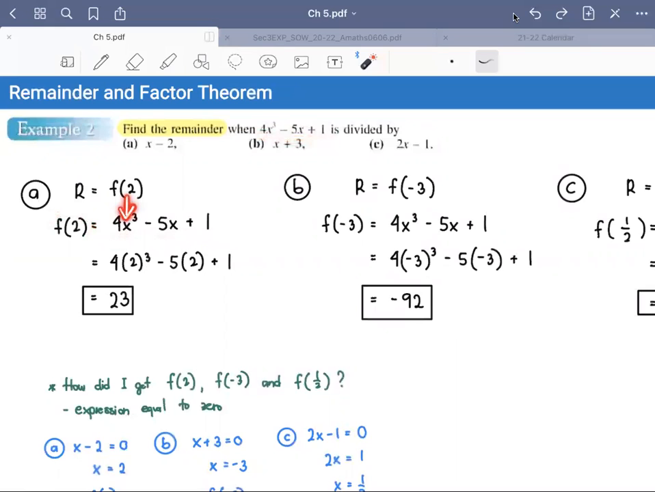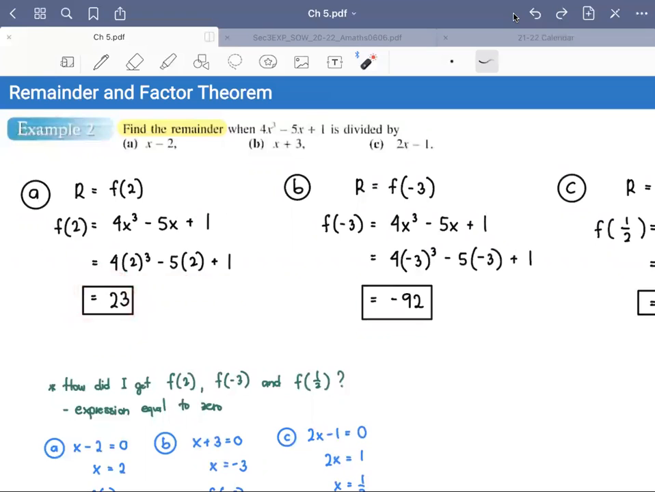And then what do we do next? We just substitute x with the value of the function, which is 2. So therefore, it becomes 4 times 2 cubed minus 5 times 2 plus 1. So using your calculators, simplifying this, you'll get 23 as your answer. So that means that the remainder for letter A is 23.